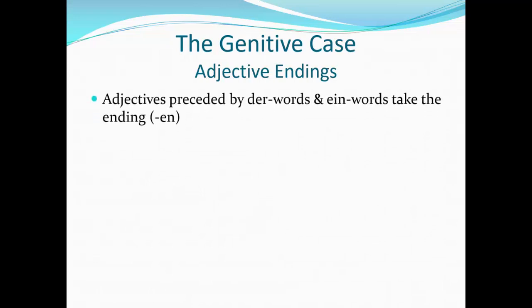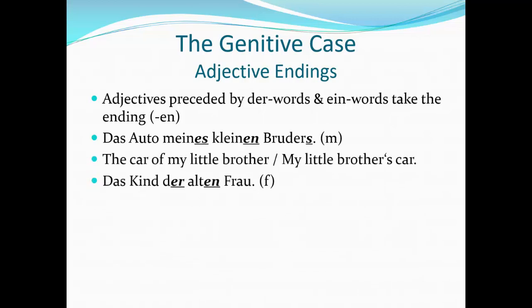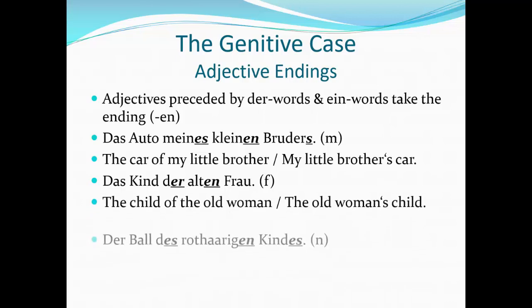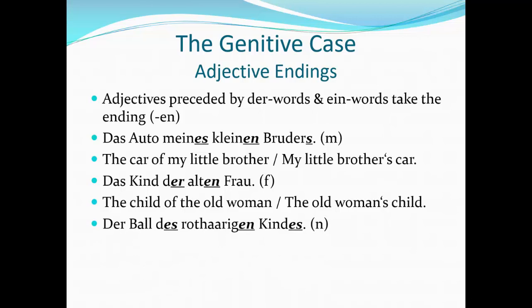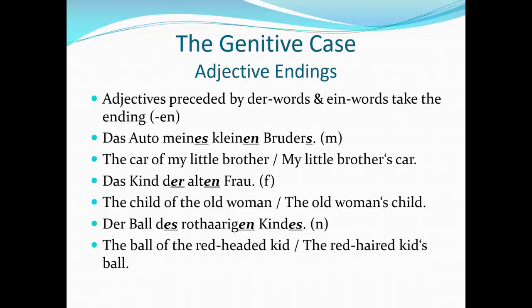Looking at adjective endings, adjectives preceded by der words and ein words take the adjective ending of en: das Auto meines kleinen Bruders, das Kind der alten Frau, and der Ball des rothaarigen Kindes. With each of these, it's meines Bruders, der Frau, des Kindes, and you can see all those adjectives have an en ending. Meines kleinen Bruders, der alten Frau, des rothaarigen Kindes.